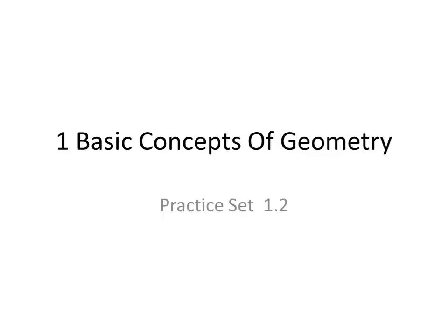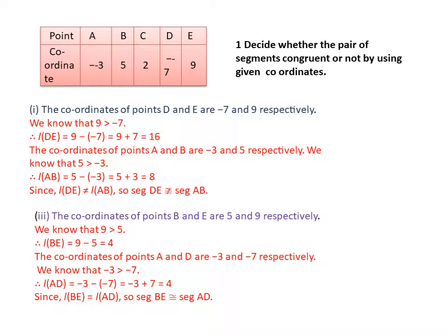In that lesson, last time we saw different types of definitions. Today we want to see, what is our first sum? The first sum is to decide whether the pair of segments is congruent or not by using the given coordinates. Means for this they have given some coordinates here.